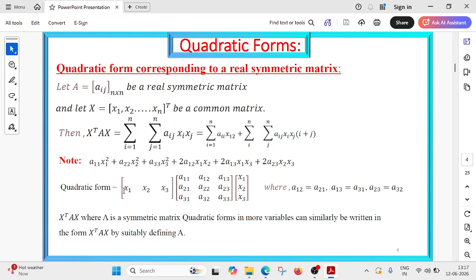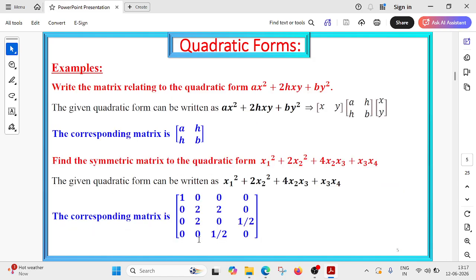And this x transpose will be like this, and this is a_ij and this is x, where a12 and a21 are the same, a13 and a31 are the same, a23 and a32 are the same. x transpose Ax, where A is a symmetric matrix, is the quadratic form. Quadratic forms with more variables can similarly be written in the form x transpose Ax by suitably defining A. Next, a few examples I picked up to understand this very easily.